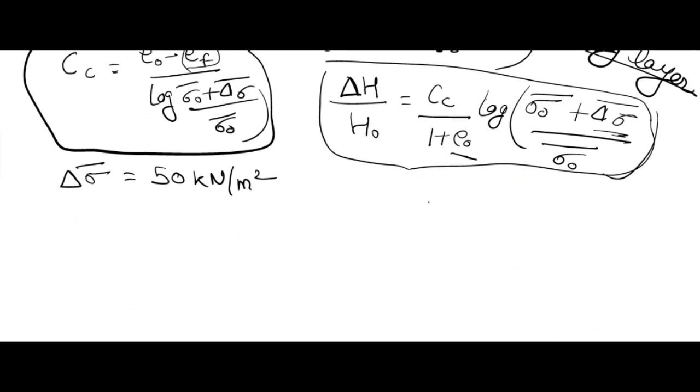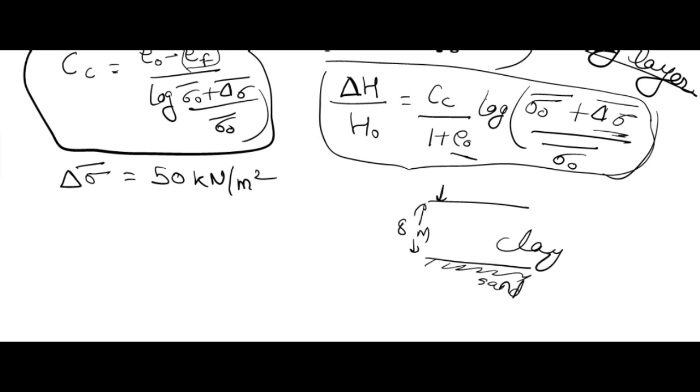Now if this is the sand and this is the clay layer of 8 meters, above it earlier the stress was not there, hence the stress was 0. Now the change in stress, delta sigma, is 50 kilonewton per meter square.